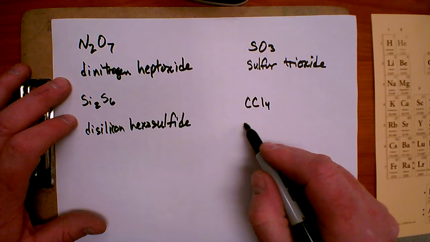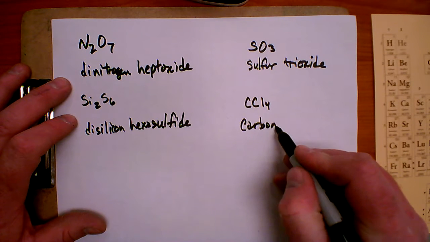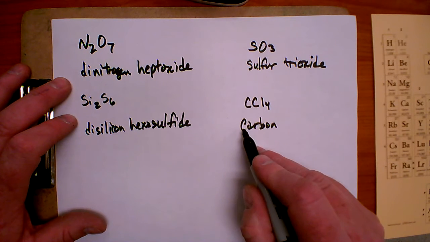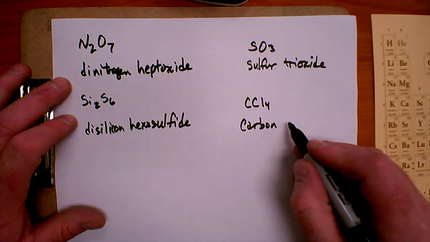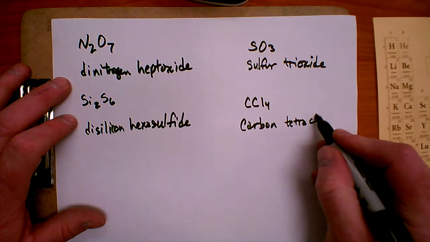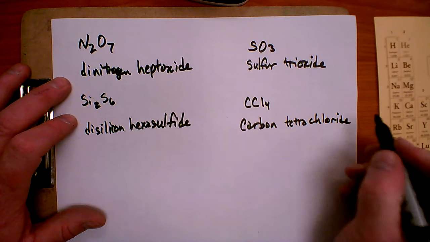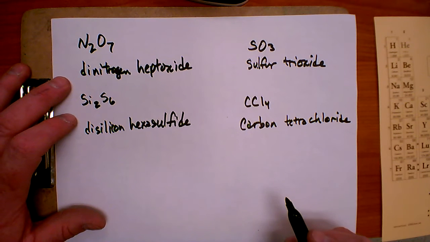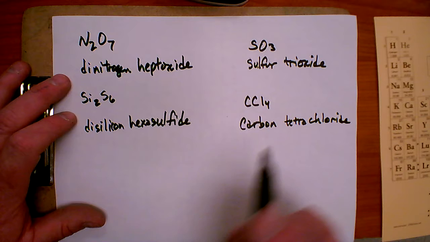CCl4. Carbon, because remember, if the first one is a lone single element, we don't put the mono. Carbon, and then 4 chlorines, change that to ide. Tetrachloride. Okay, so that's how we do it if we're given the formula and come up with the name.